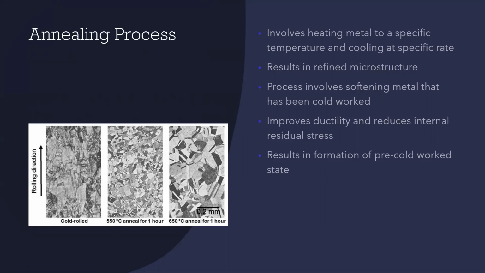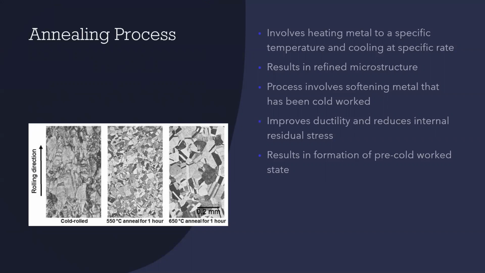The annealing process involves heating a metal to a specific temperature and cooling at a rate that will produce a refined microstructure. Typically, annealing is a process used to soften a metal that has been previously cold worked to improve machinability as well as reduce stress and improve ductility and malleability.